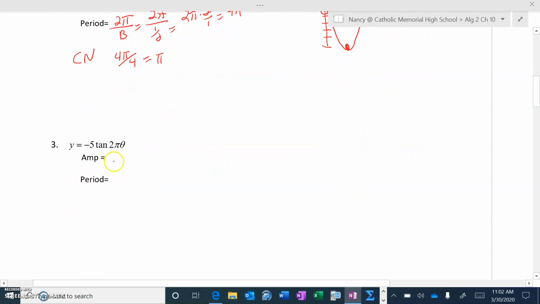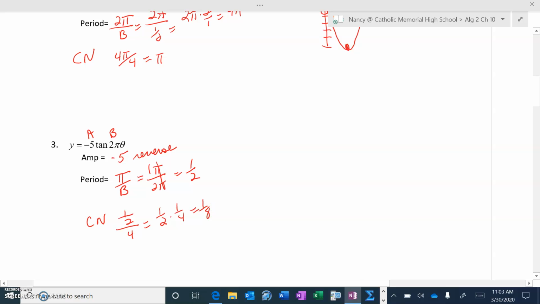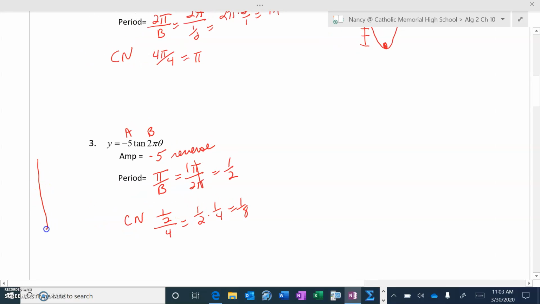If I look at my tan, here my amp is -5. So again, it's going to be a reversed graph. And my period for the tan is different. The formula for the period of the tan is not 2 pi divided by b, it's pi divided by b. So I have 1 pi divided by 2 pi. Remember, this is your b. The pi's cancel. Your period is 1/2. So then to get my critical numbers, I take 1/2 and I divide by 4, which is 1/2 times 1/4, which is 1/8.